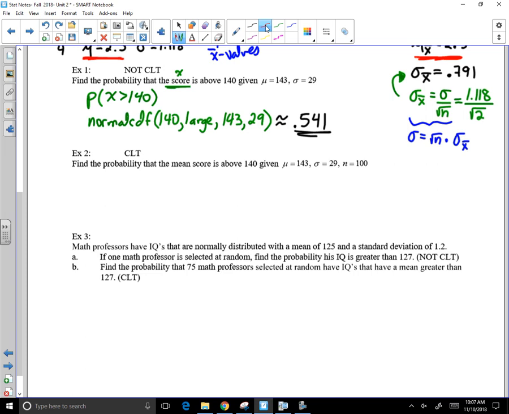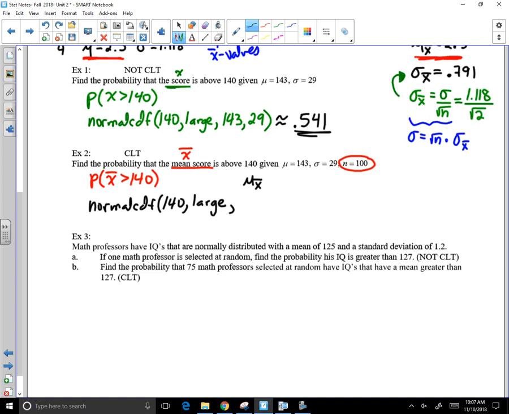All right. This time it's find the probability that the mean score, so now it's an x bar instead of an x, and they also give us an n. All right. So the question now is P of x bar greater than 140. So we're looking at normal CDF, 140 to something large. Now, I need to put in two pieces of information. I need to put in a mu sub x bar and a sigma sub x bar.